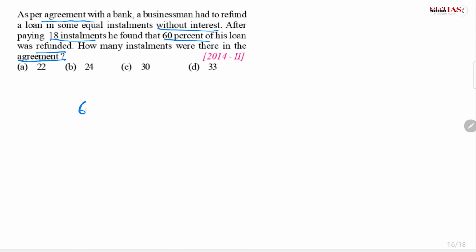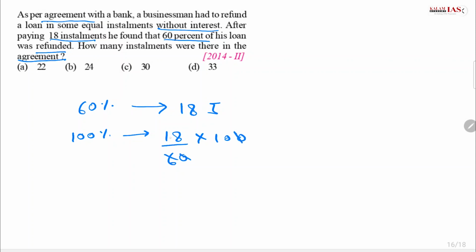Now 60% of the loan is repaid in 18 installments. How many installments will be required to pay 100% of the loan? It is a simple unitary method we have to apply. 18 by 60 into 100, which is 30. So the person has to pay 30 installments to fulfill the loan. We are able to apply the unitary method because there is no interest involved.